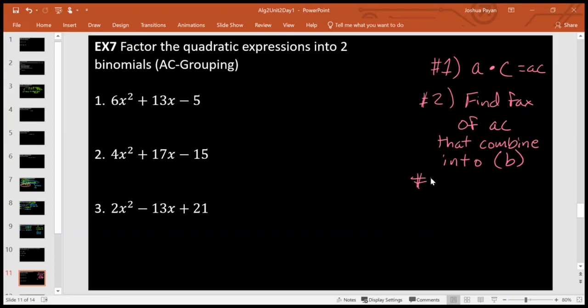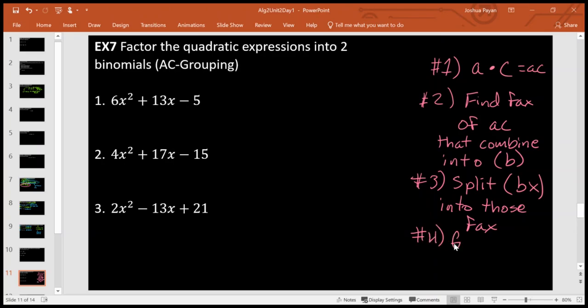And step three is to split Bx into those factors. Step four is to group and factor GCF. And then step five is to factor again. Okay, so now let's run through this.